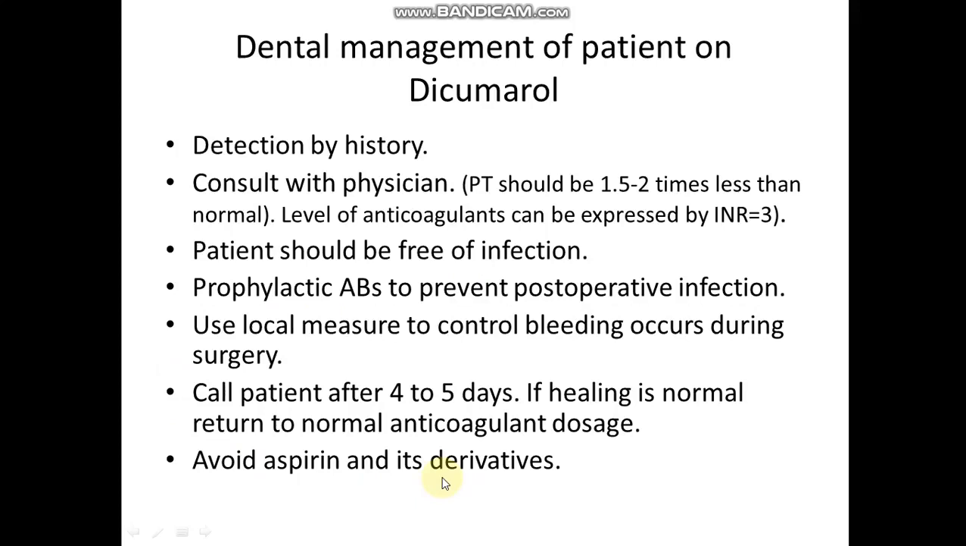Actually, as I mentioned before, not just aspirin, but also all non-steroidal anti-inflammatory drugs, because these drugs inhibit the aggregation of platelets and induce bleeding. So this is the dental management of a patient on dicumarol.